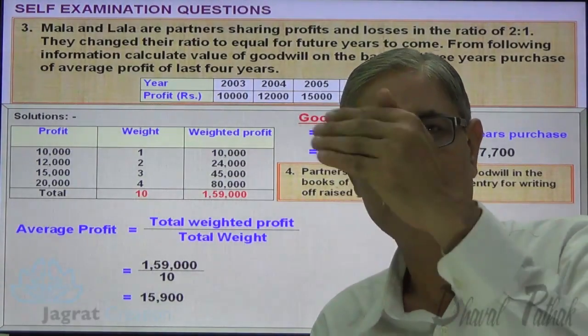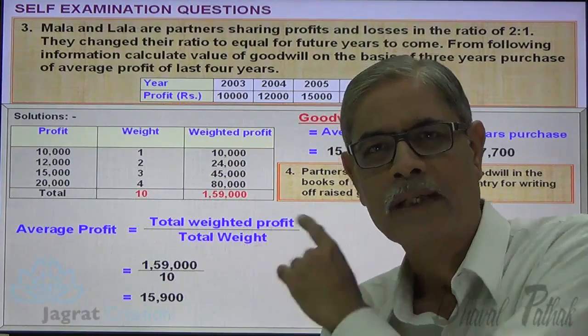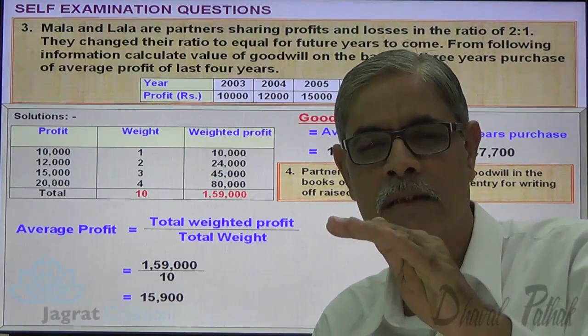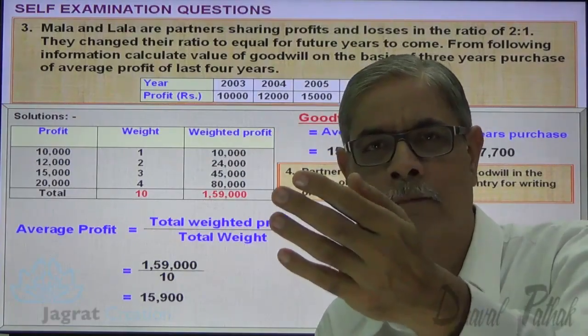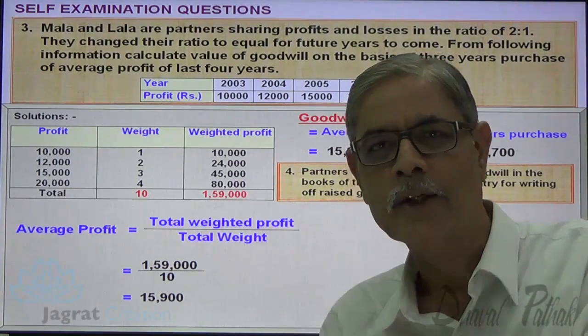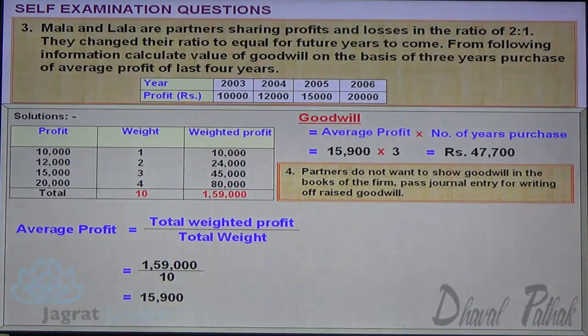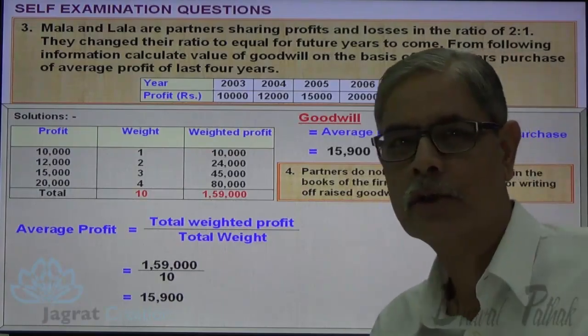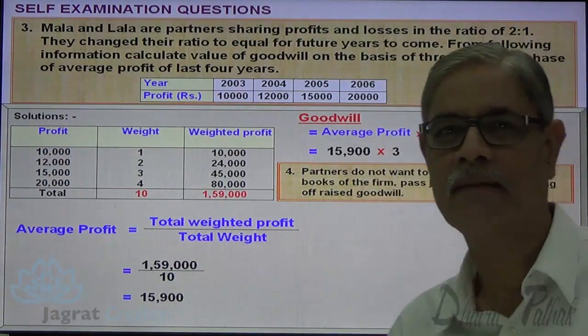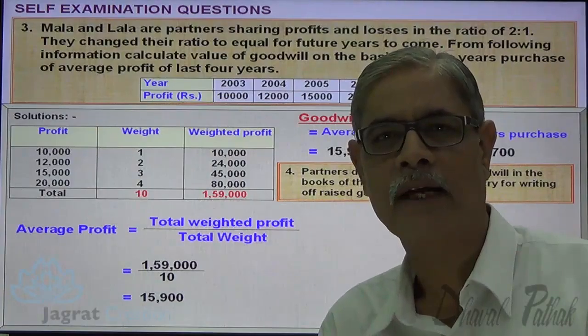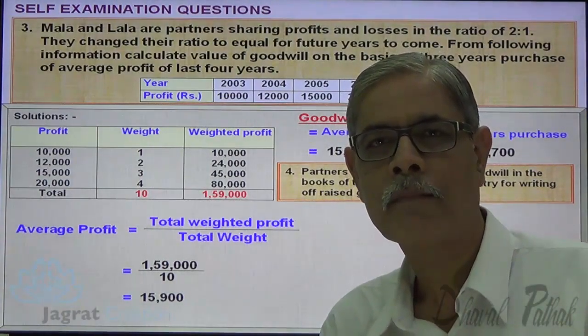Now first this goodwill is raised, then written off. Look at the next question. Are you asked the journal entry for goodwill raised, or is the question asked to write off the goodwill? Observe it keenly. Partners do not want to show goodwill in the books of the firm. Ask necessary entries for writing off the raised goodwill. The goodwill is already raised to a level of 47,700. Now you are asked to write down the entry for writing it off.